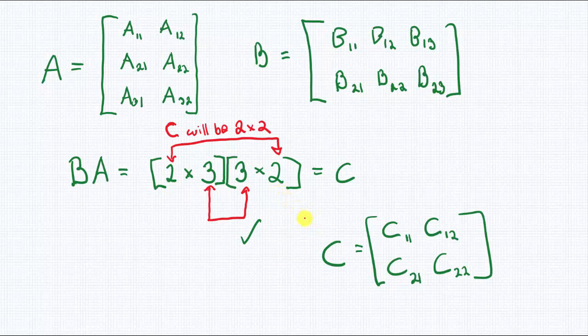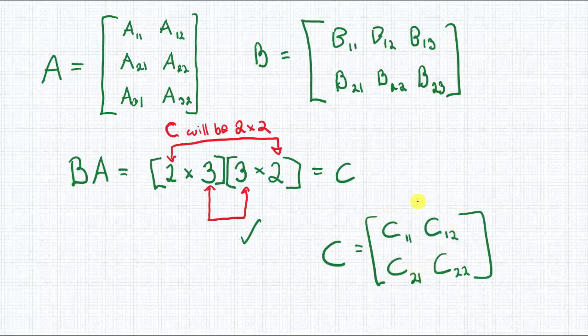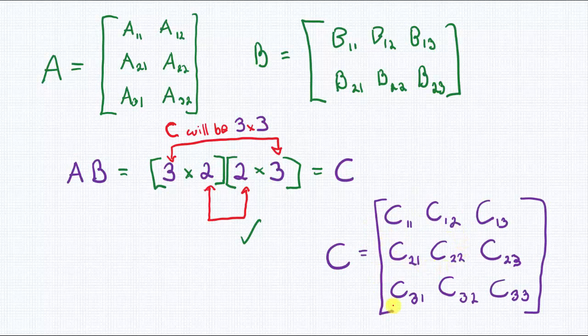Now what if we went back to our original case where we had, instead of B times A, A times B? Well, we would end up with a 3 by 2 times a 2 by 3. Interior dimensions match again, but C now will be a 3 by 3 matrix, like you can see here. So C now has 9 elements in it instead of 4, like we had originally when we did B times A. So you can see that we can get really different sized resultant matrices depending on the order of operations, depending on the dimensions of the original matrices.